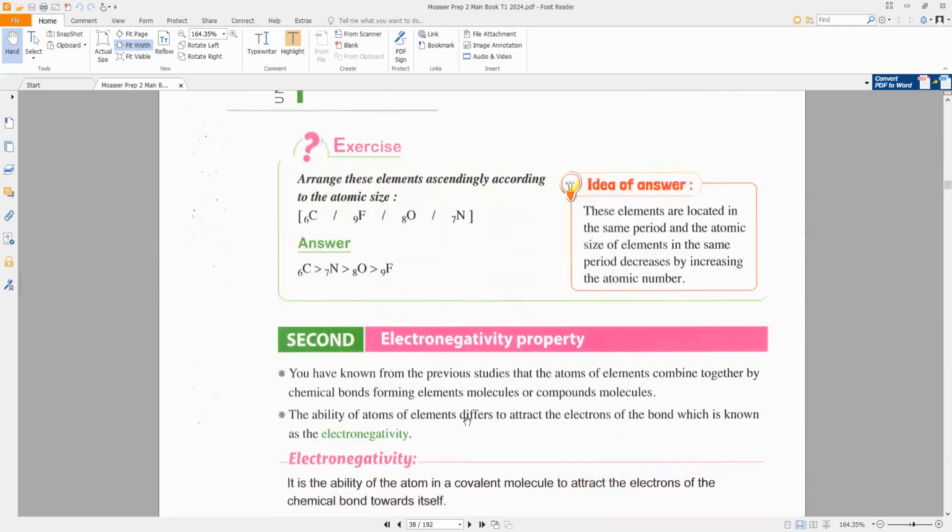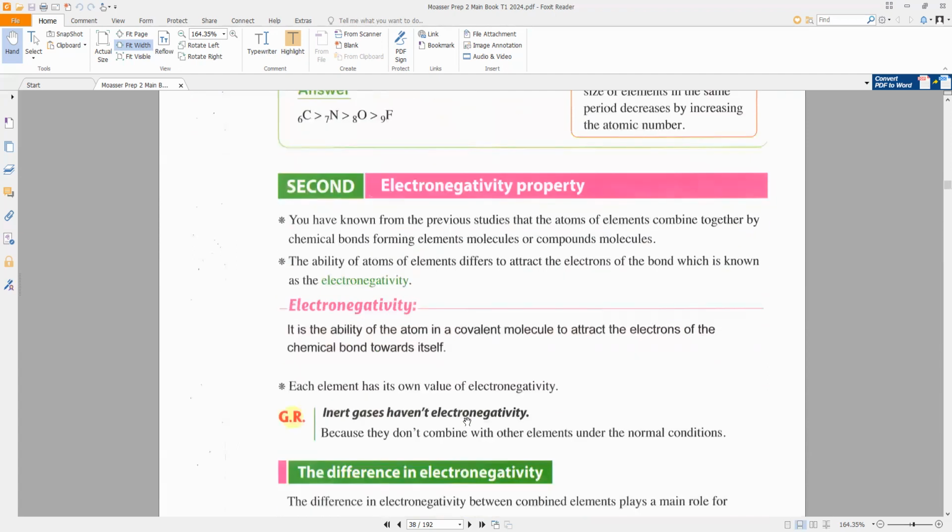The second property we'll talk about is electronegativity. We studied that electronegativity comes from its name, the negative charge of the electron. When elements react, they form a compound. When there are covalent molecules with different elements, like carbon dioxide, water, and ammonia, they are called covalent compounds because there are covalent bonds between their atoms.